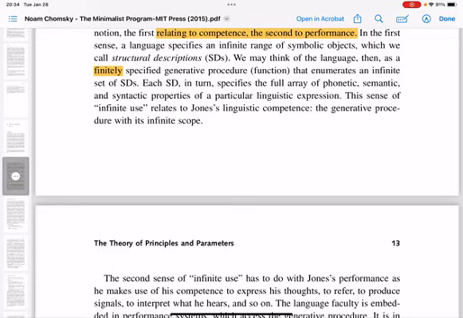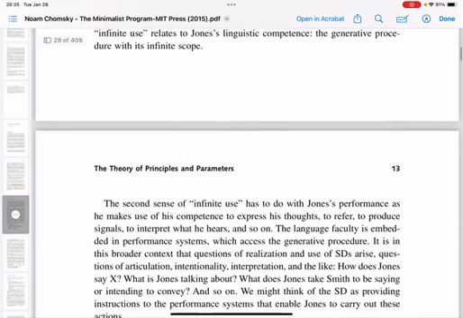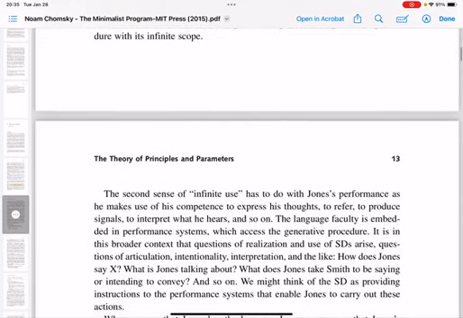Specified generative procedure, a function that enumerates an infinite set of SDs. Each SD, in turn, specifies the full array of phonetic, semantic, and syntactic properties of a particular linguistic expression. This sense of infinite use relates to Jones's linguistic competence, the generative procedure with its infinite scope.